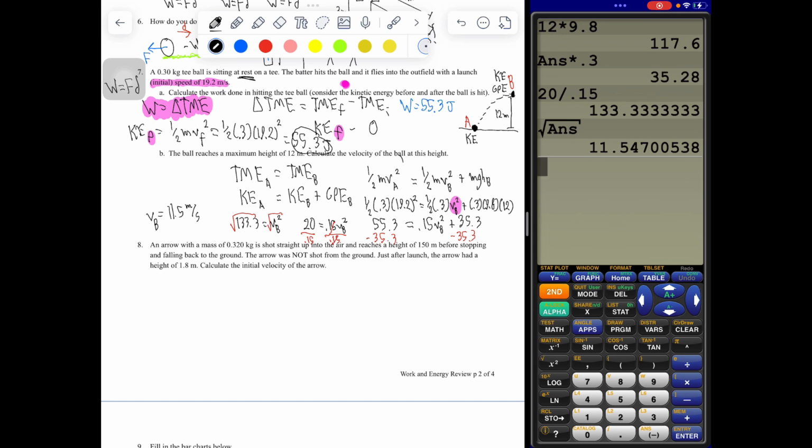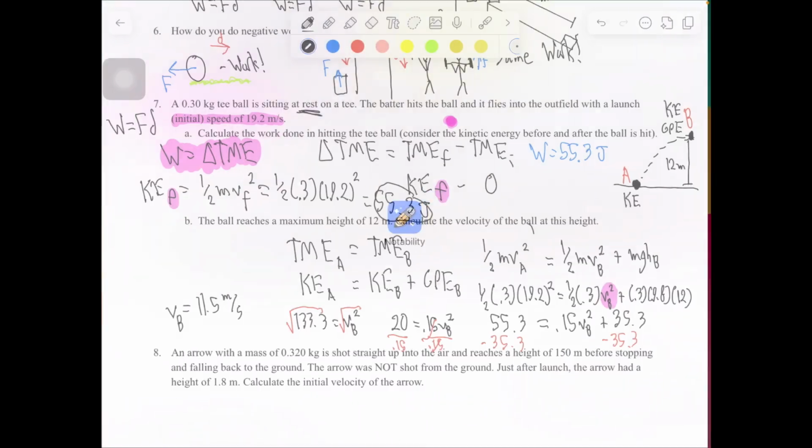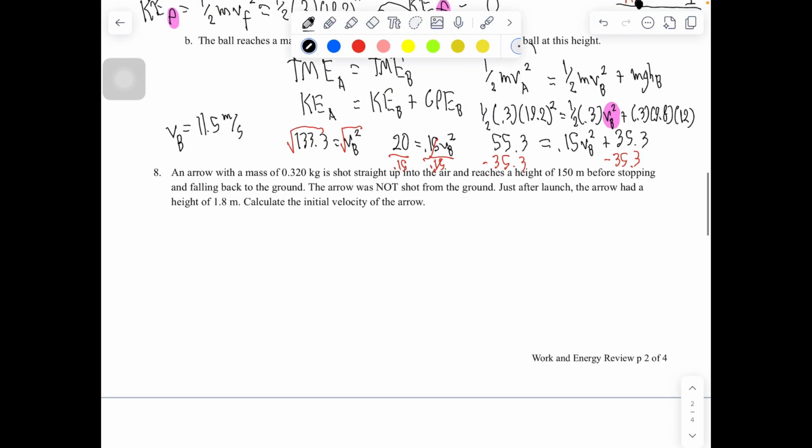Number 8. An arrow with a mass of 0.32 kilograms is shot straight up into the air, reaches a height of 150 meters before stopping and falling back to the ground. The arrow was not shot from the ground. Just after launch, the arrow had a height of 1.8 meters. Calculate the initial velocity of the arrow.